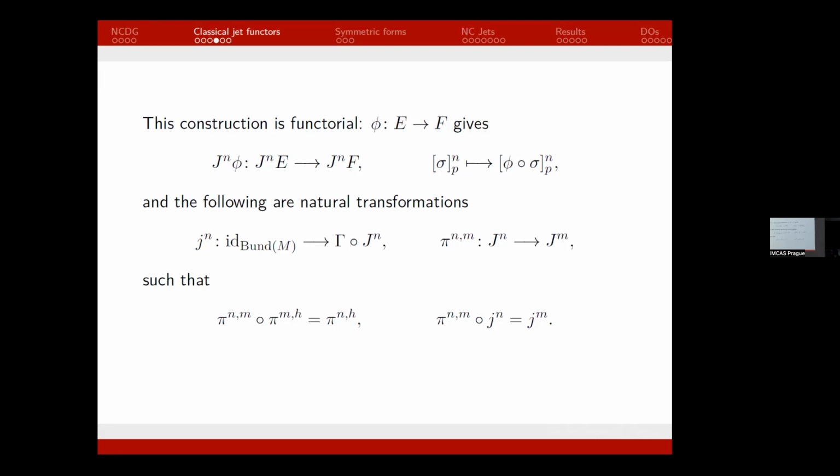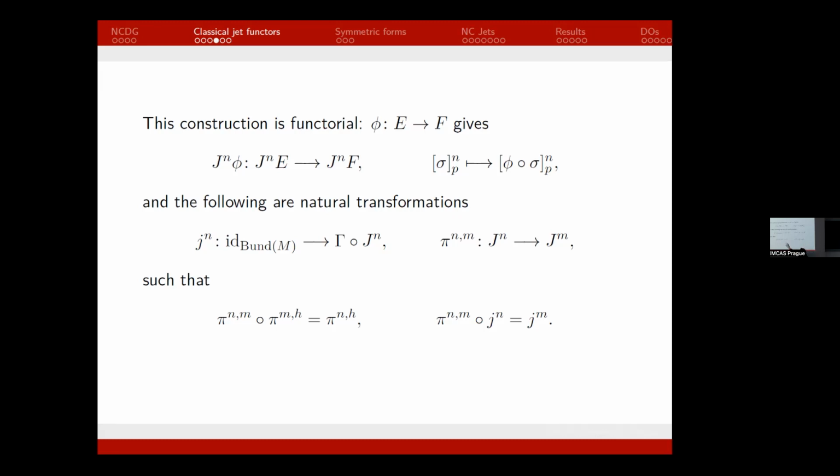Okay, so this construction is functorial. In fact, if we have a map of vector bundles, we have a natural way of mapping a jet into the jet of the image, which is that. And with this functorial structure, it turns out that the maps we defined before, so prolongations and projections, are natural transformations. Okay, these natural transformations in particular satisfy these two rules, which will be important later.